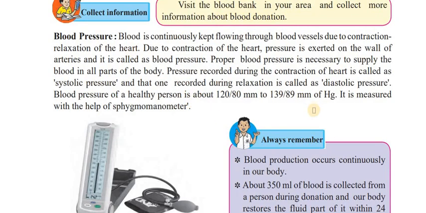Next one, blood pressure. Here, important questions from this paragraph. Pressure recorded during the contraction of the heart is called systolic pressure, and same as it, the blood pressure recorded during the relaxation of the heart is called diastolic pressure. The machine which measures blood pressure is known as a sphygmomanometer, and a healthy person's blood pressure is about 120 per 80 mm to 130 per 89 mm of Hg.